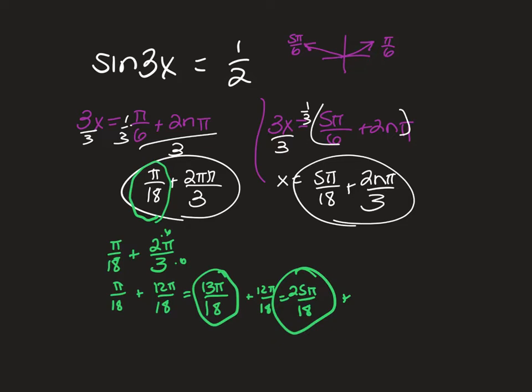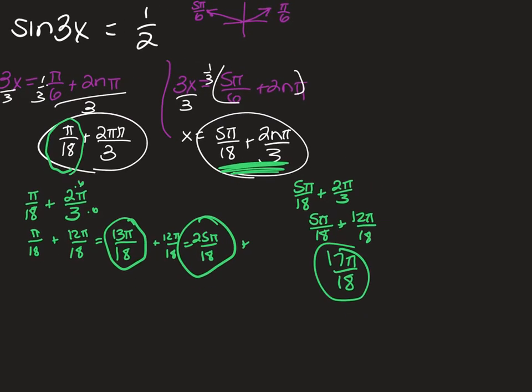And I would also have to do it here, though. So 5 pi over 18 plus 2 pi over 3, or 5 pi over 18 plus 12 pi over 18, and I'd get 17 pi over 18, which is less than 2 pi, and then I would do it again.